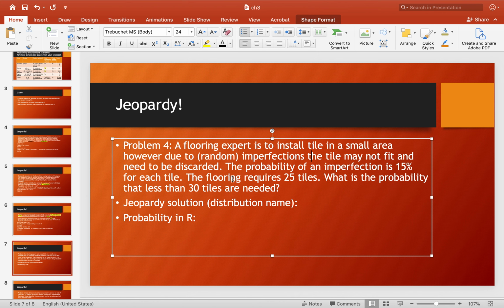Okay, so there's imperfections in the production process, and the probability of an imperfection is 15%, okay, for each tile.